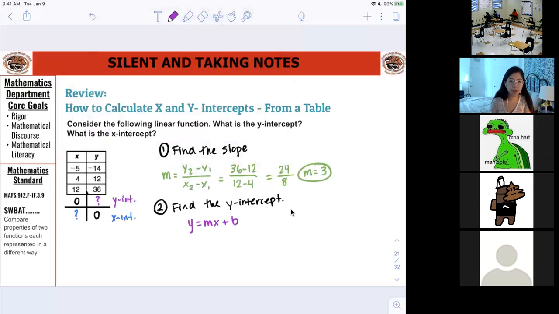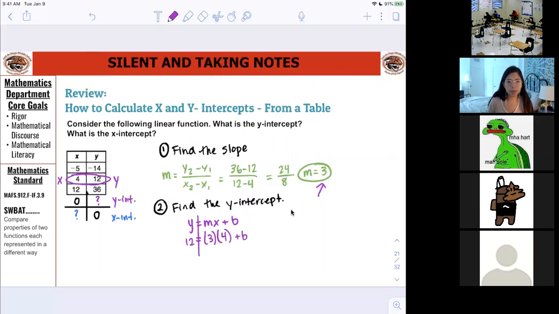Any of those works. Which one do you guys want me to pick? 4, 12. So I've got my 4, 12 and I have my 3 for m. I'm going to plug all those things in because the 4 is my x, the 12 is my y. We're going to plug x, y, and m straight in. So my y is 12, my m is 3, and my x is 4. And then plus b, because that's what you're looking for.